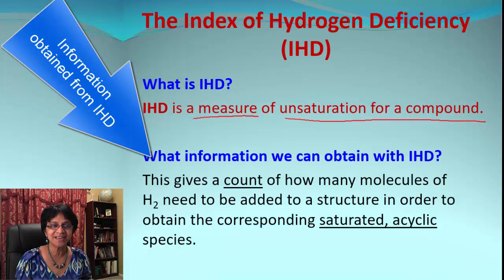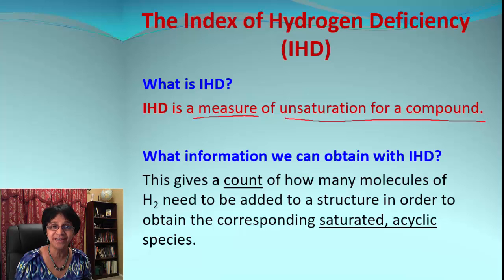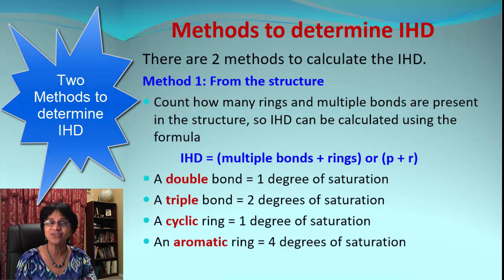This can give us the count of how many molecules of hydrogen we need to add in order for our structure to become a saturated compound. For example, if you have an unsaturated compound, how can you make it saturated? How many more hydrogen atoms can we add? It's that simple. And now there are two different methods of finding this out.